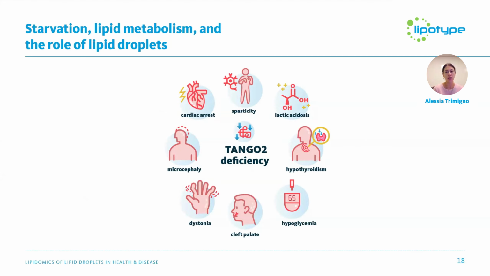We have early symptoms like lactic acidosis, low blood sugar, and high ammonia levels, and this translates into worse outcomes like microcephaly, cardiac arrest, etc., as we can see here. And we know that these outcomes get worse when there are also starvation conditions.